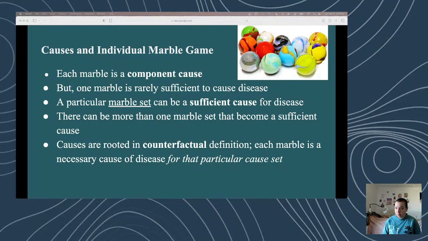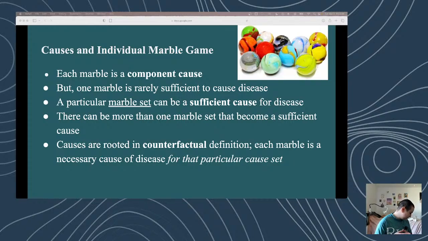Think of a marble set. You played marbles as a kid. Maybe you didn't. Imagine a collection of marbles. There's a picture up there for your reference, if that's confusing. Consider each marble to be a component cause. Again, in very few instances is there one cause. Is there the cause? So consider marbles to be a component cause. All the marbles taken together are the causes, but each marble is a component cause. One marble is rarely sufficient to cause disease, but a particular marble set can be a sufficient cause for a disease.